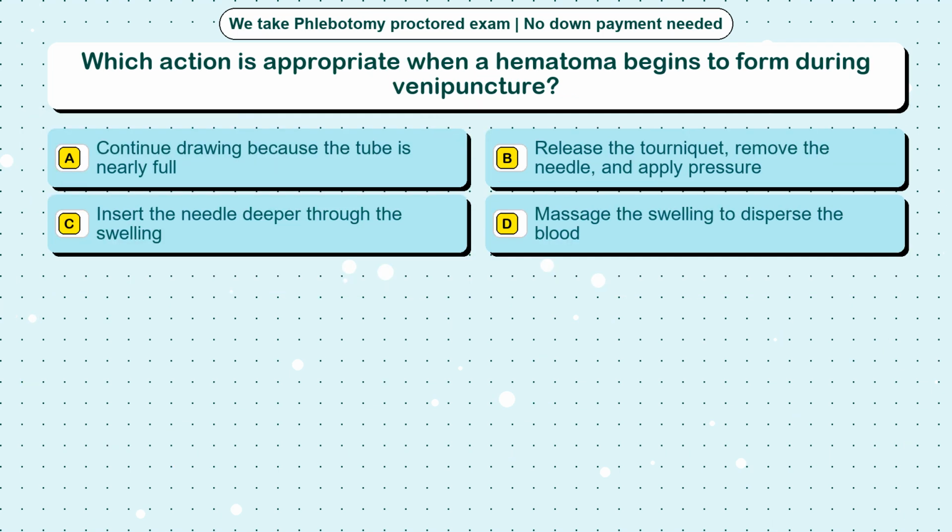Question 52. Which action is appropriate when a hematoma begins to form during venipuncture? Option A. Continue drawing because the tube is nearly full. Option B. Release the tourniquet, remove the needle, and apply pressure. Option C. Insert the needle deeper through the swelling. Option D. Massage the swelling to disperse the blood.